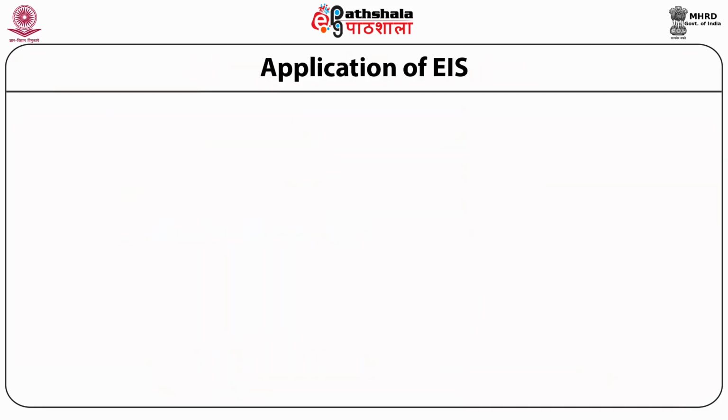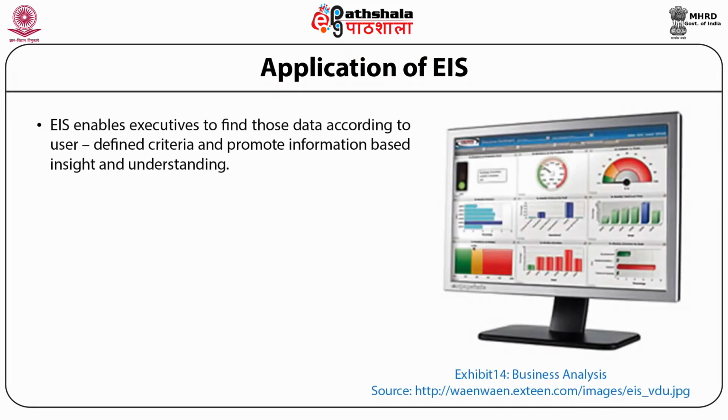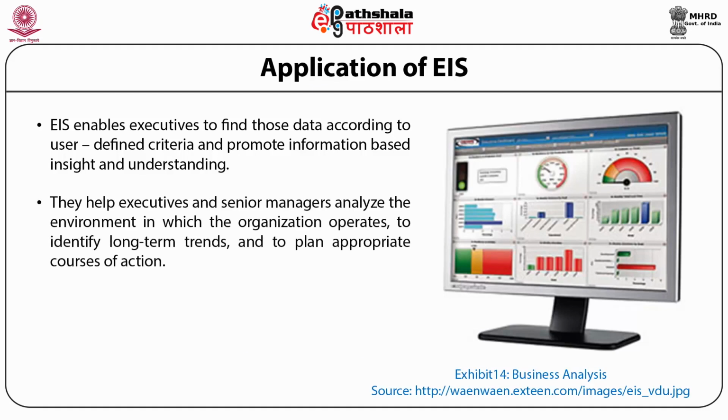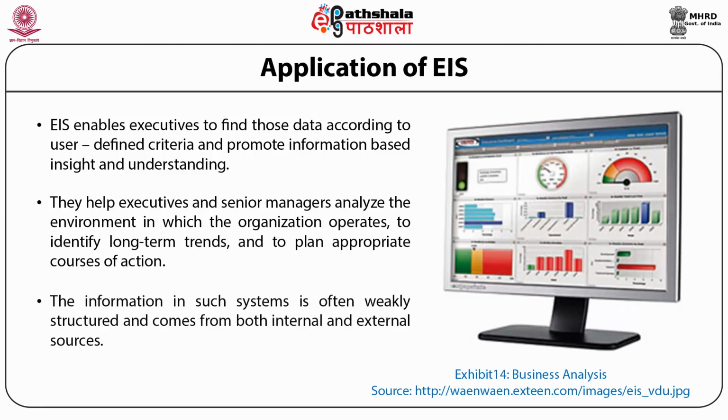Applications of the executive information systems. EIS enables executives to find data according to user defined criteria and promote information based insight and understanding. They help executives and senior managers to analyze the environment in which the organization operates, to identify long term trends, and to plan appropriate courses of action. The information in such systems is often weakly structured and comes from both internal and external sources.